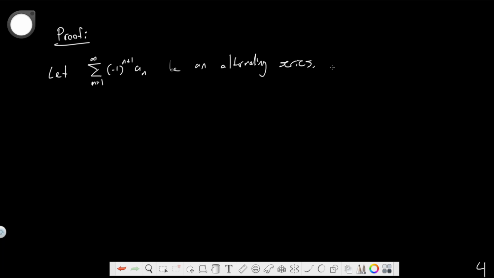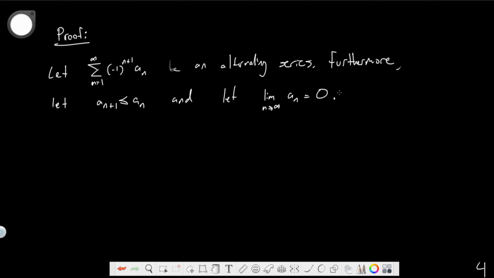Furthermore, let a sub n plus 1 be less than or equal to a sub n. That's kind of required. And let the limit as n goes to infinity of a sub n be 0. Given these two facts and the fact that we're an alternating series, we want to show that this series converges. So to continue in this proof, I want to just jump back here.